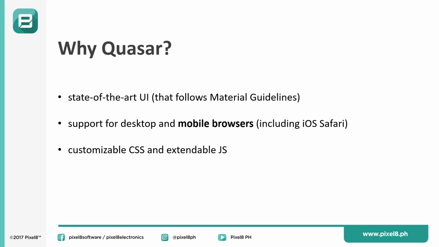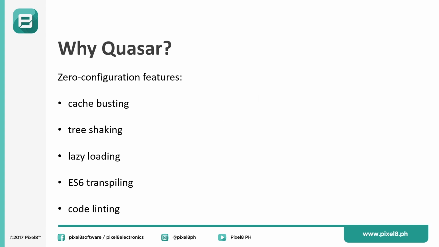Also, we should use Quasar because of its zero configuration features, meaning all of these features are already integrated out of the box as soon as you install Quasar, or rather create a Quasar project, which means that your code uses cache busting, tree shaking, lazy loading, ES6 transpiling, as well as code linting. So combining all of these features, your code is always a 100% production ready application, ready to be deployed anywhere you want, whether it be a mobile app, a single page application, a server-side rendered object, or a desktop application, and so much more.